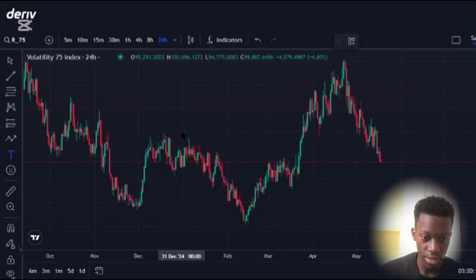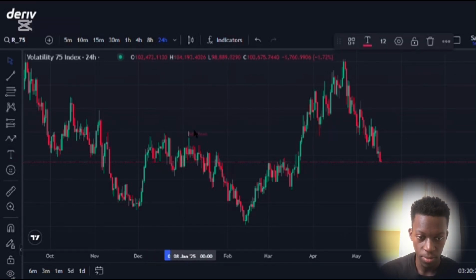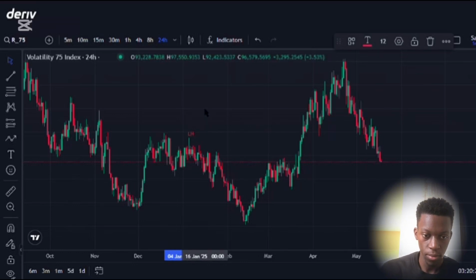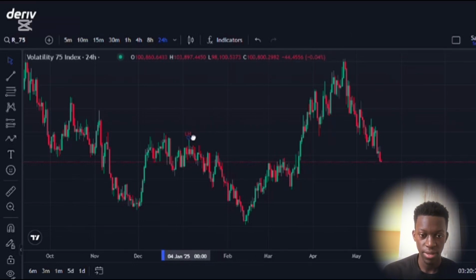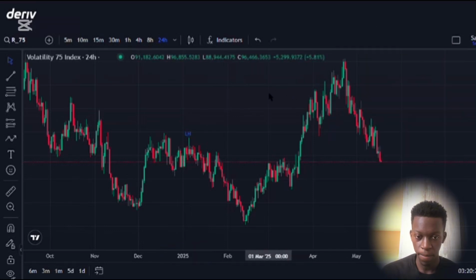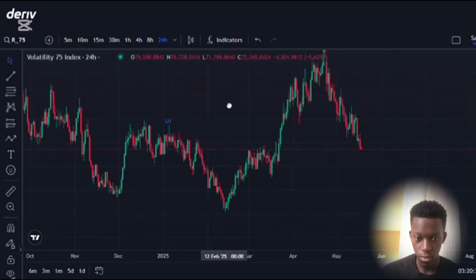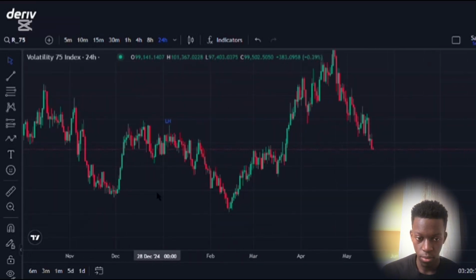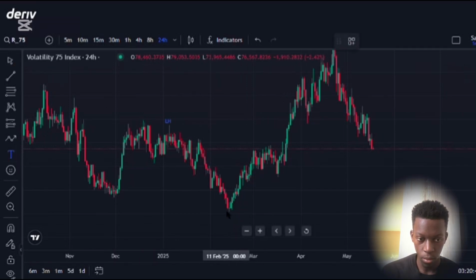Like I said, this was the lower high. Yeah, this was the lower high, and then we have the lower lows down there. This is our lower low, as you can see.